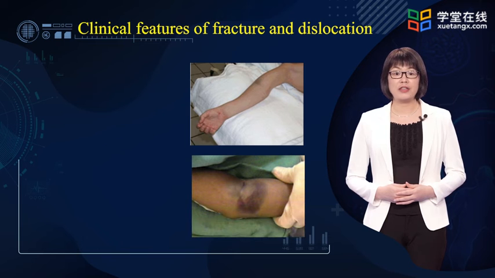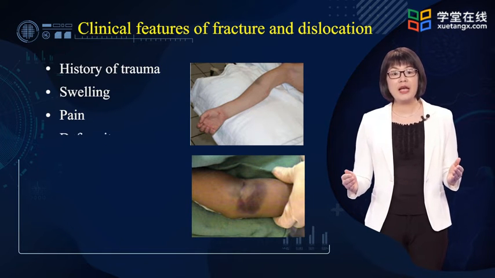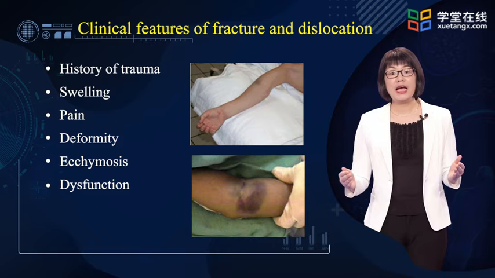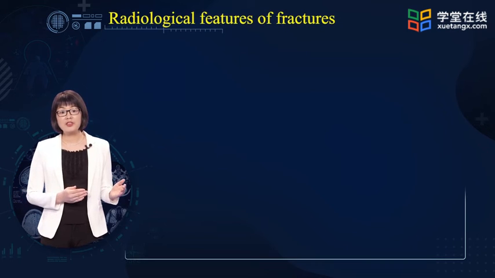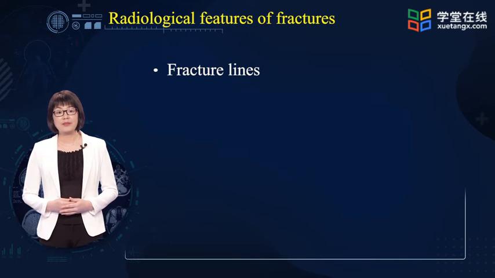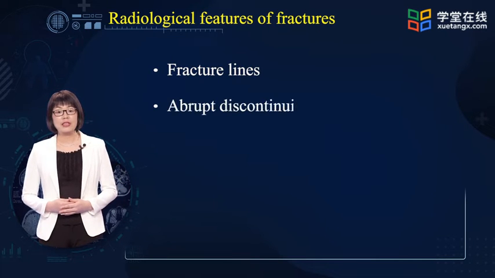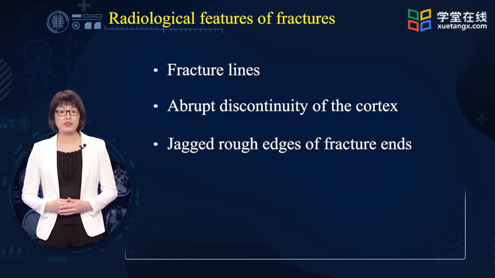Clinical features of fracture and dislocation include history of trauma, swelling, pain, deformity, ecchymosis, and dysfunction. Radiological features of fractures can be characterized by fracture lines, abrupt discontinuity of the cortex, and the jagged and rough edges of the broken end.